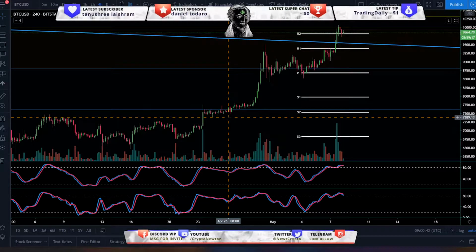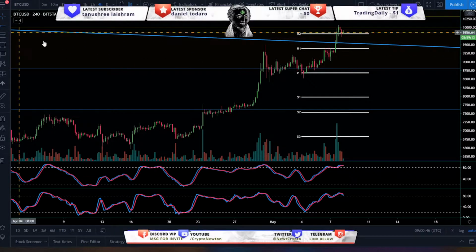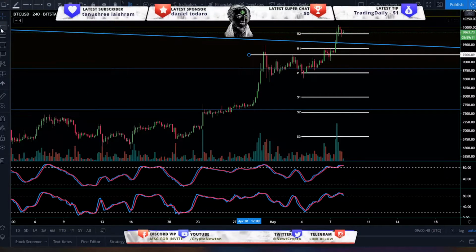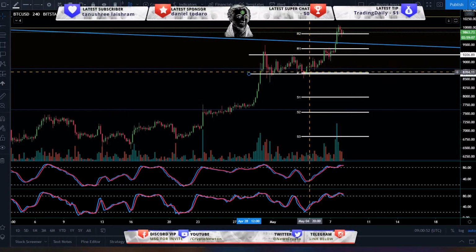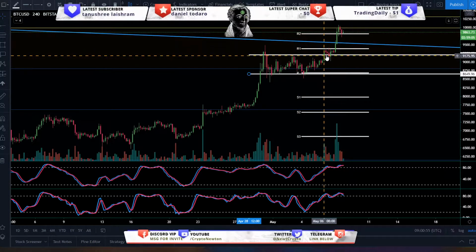There are two ways you can use the stochastics. Either if it's in a range, so if we are in a range, for example, right here, we are trading in a range. It's very different from when we actually pump out of the range and you clearly identify that we have broken out of the range. It's going to be very different.